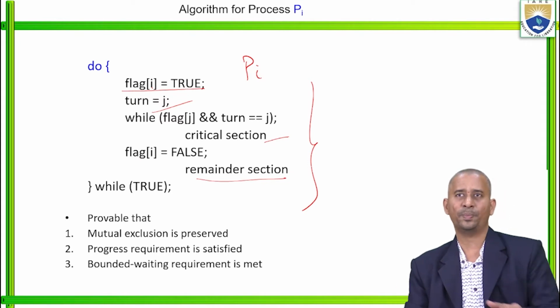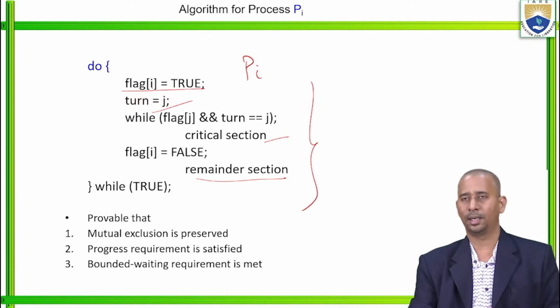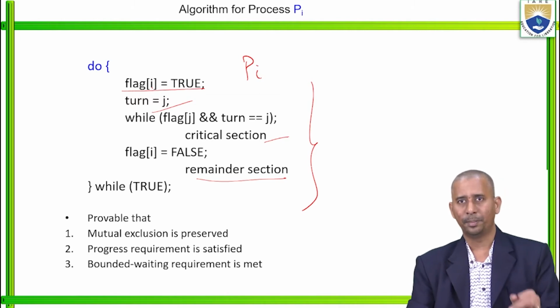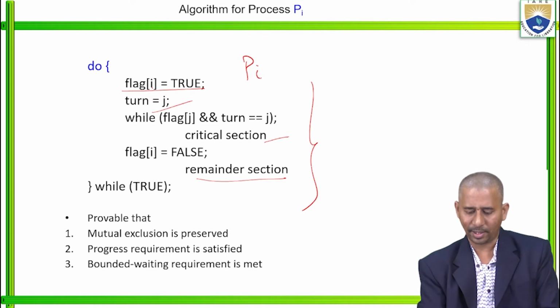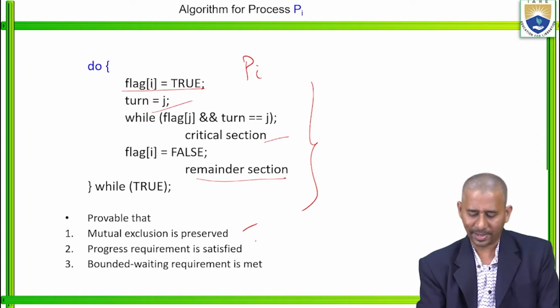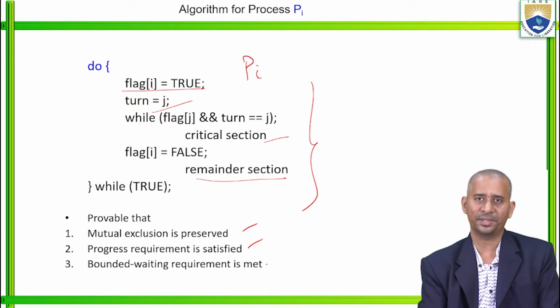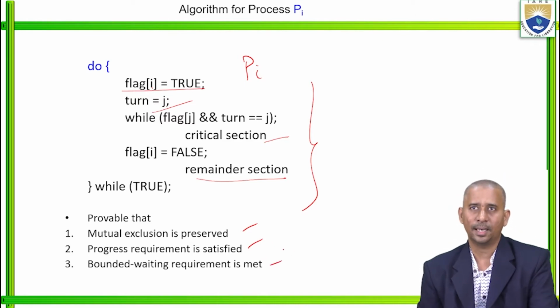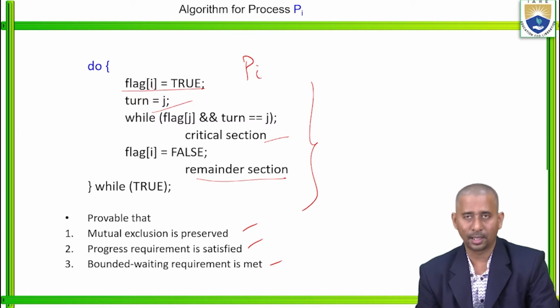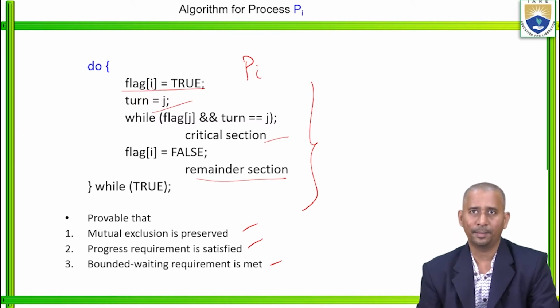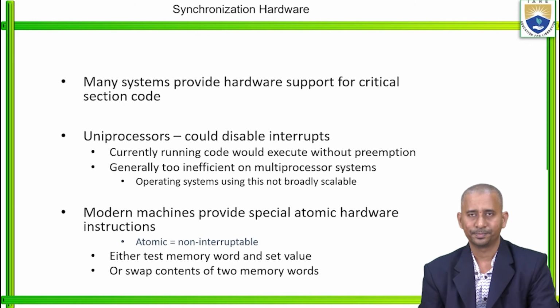So based upon this algorithm for Peterson's solution for any particular process, it proves that mutual exclusion is preserved and the progress requirement is satisfied, and the last condition, the bounded waiting requirement, is met. So this is the algorithm for any particular process Pi regarding Peterson's solution.